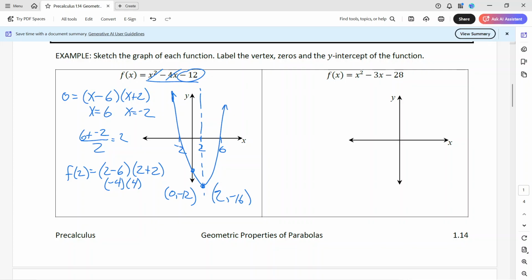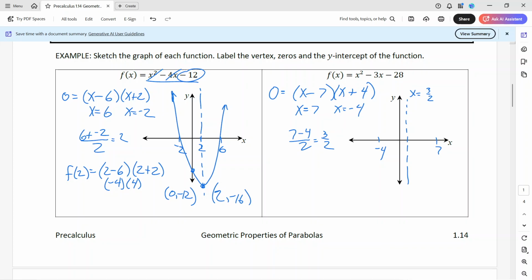So on this 28, you should recognize the 7 times 4 factoring of the 28. So I know quickly that it factors as x minus 7, x plus 4. That makes my minus 3x. That gives me zeros at 7 and at negative 4. So there's 7, there's negative 4. If I add them up, I get 3 halves. So that's my point right there at x equals 3 halves for the line of symmetry.